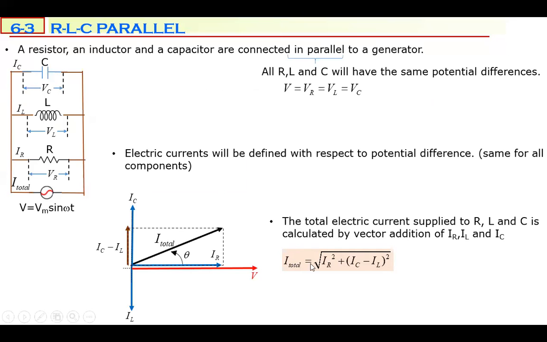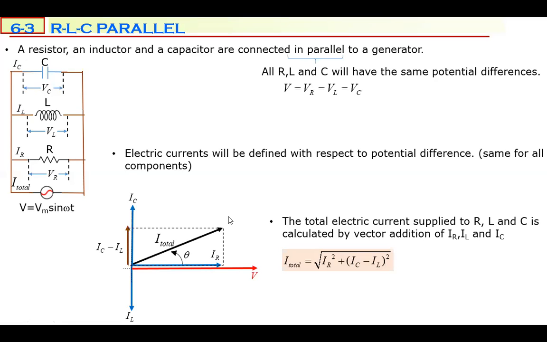I total, because the V's are equal, is V over Z. IR is V over R. IC is V over XC. IL is V over XL. Because all the V's simplify, you get 1 over Z is equal to the square root of 1 over R squared plus (1 over XC minus 1 over XL) squared. Did you get it?